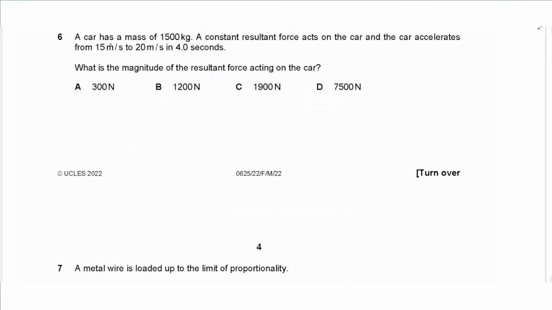Question 6 says a car has a mass of 1,500 kilograms. A constant resultant force acts on the car and the car accelerates from 15 meters per second to 20 meters per second in 4 seconds. What is the magnitude of the resultant force?